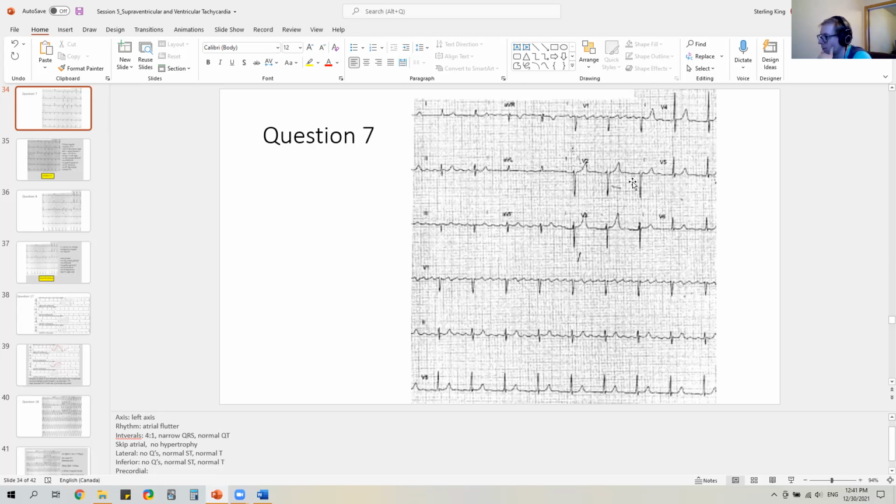Potentially Q, no, normal, so probably no Q's. Normal R wave progression. ST, flat. And the ST looks pretty good, so normal ST. And then T waves, probably normal, up, yes, good. Normal T's. Interpretation, nothing. Yeah, nothing significant.